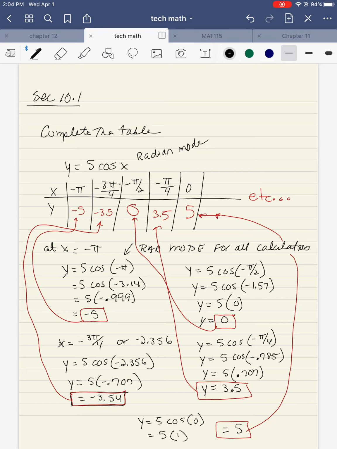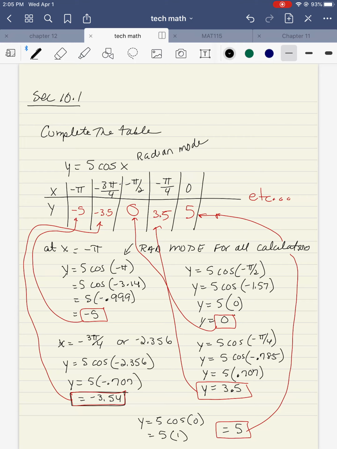On the first example, x equals minus pi. I put a minus pi in for x, so now I'm doing y equals 5 cosine minus pi. In radian mode, minus pi is minus 3.14. When I press the cosine button for that, I get minus 0.999. Times 5, I get a negative 5, so on the computer I type in a negative 5.